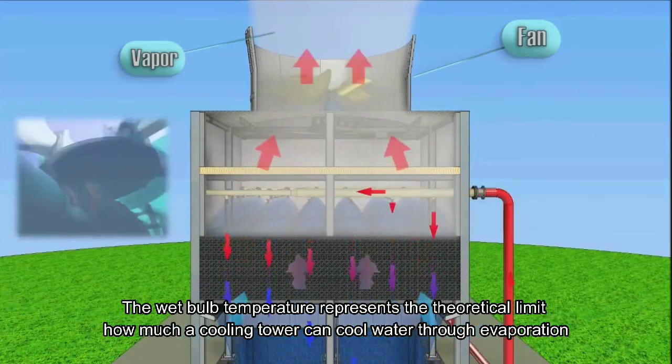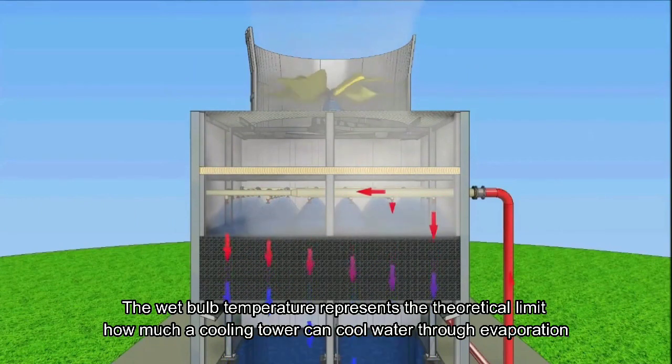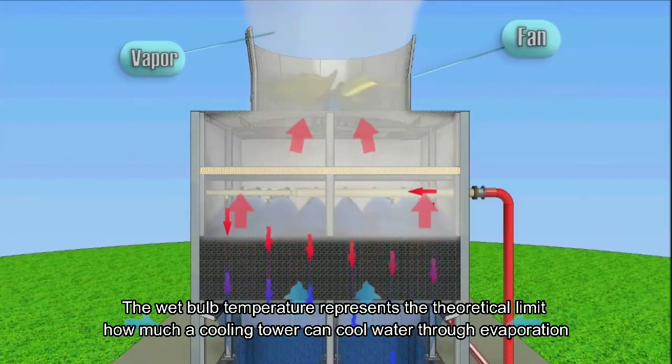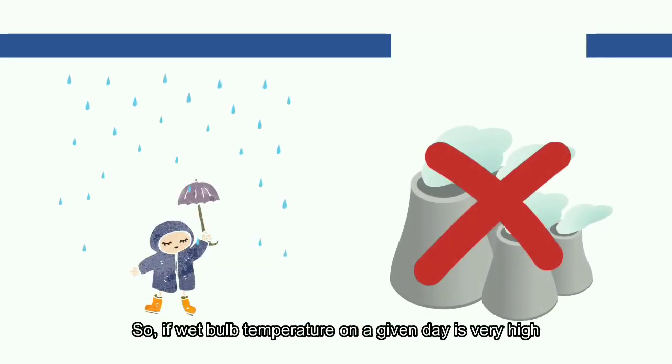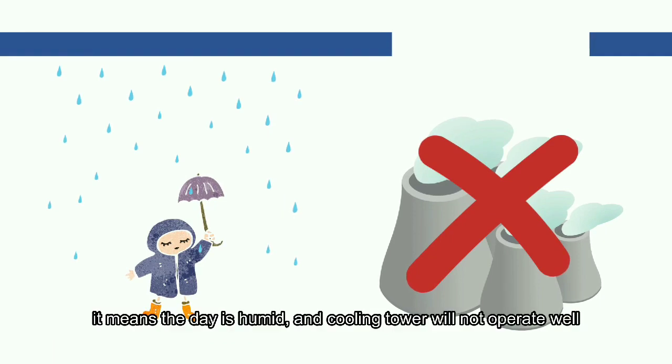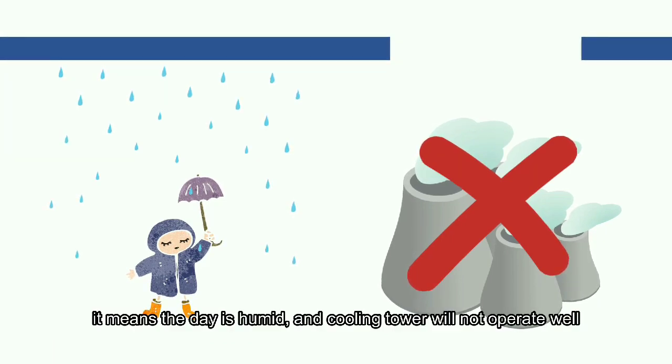The wet bulb temperature represents the theoretical limit of how much a cooling tower can cool water through evaporation. So, if the wet bulb temperature on a given day is very high, it means the day is humid, and the cooling tower will not operate well.